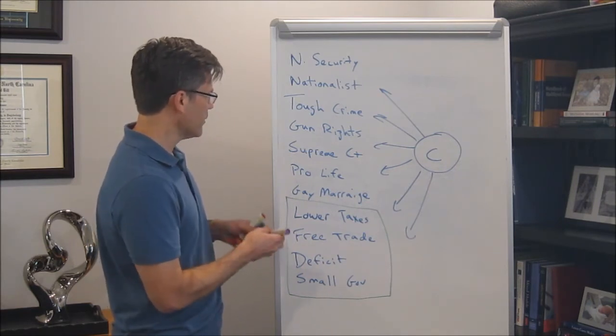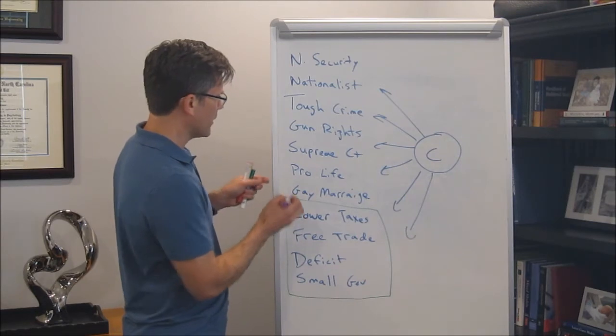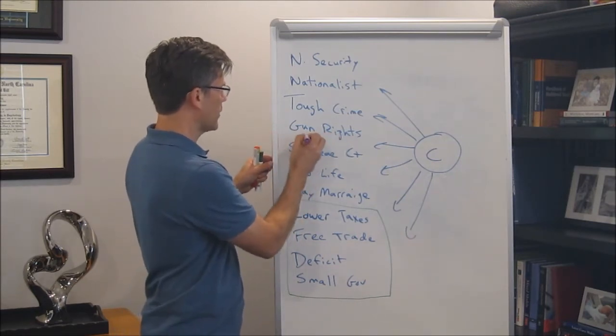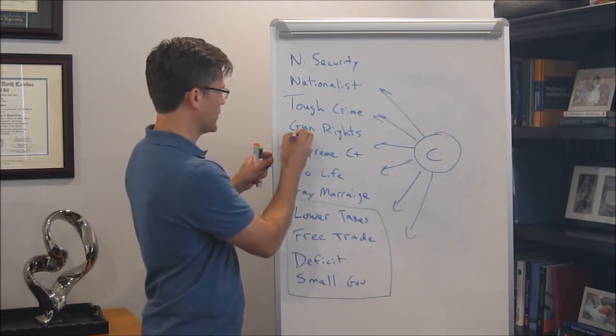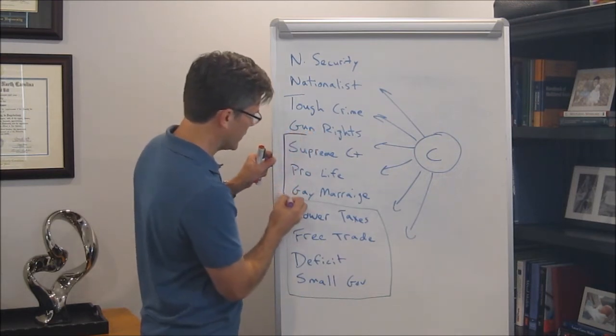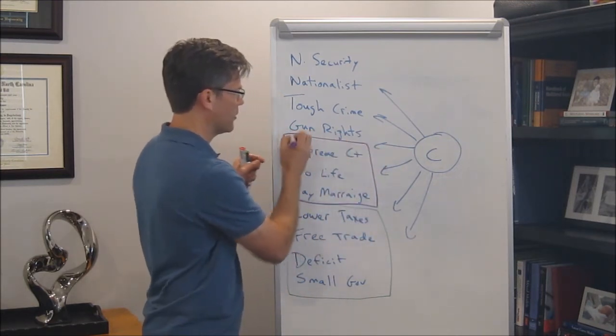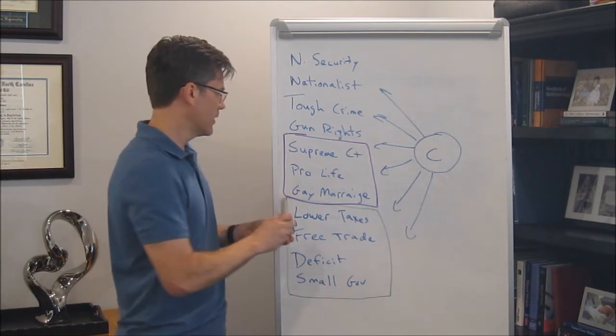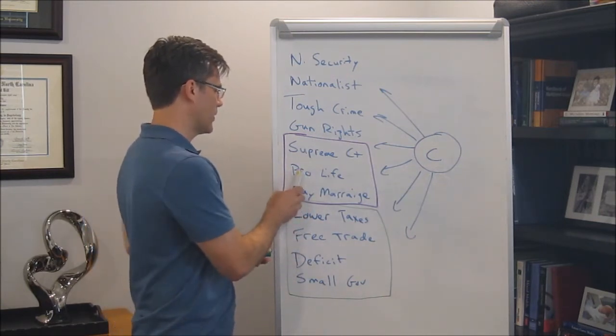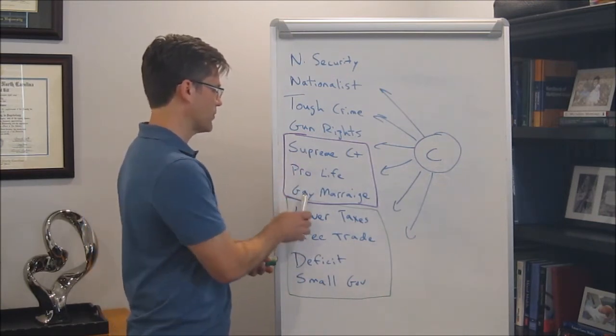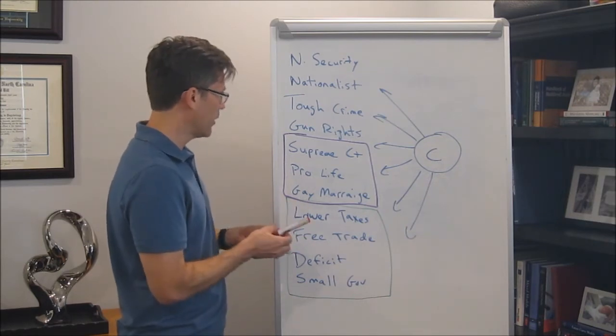And then we might have another class that is sort of more in line with social conservatism issues. And so these individuals might have particularly high probabilities of endorsing those items. That the Supreme Court appointment is very important to them, that pro-life attitude is important, and attitudes towards gay marriage.